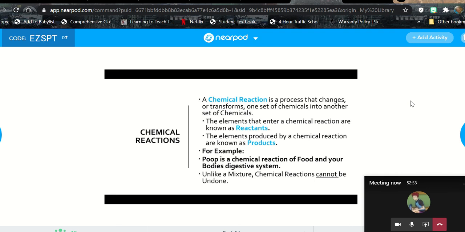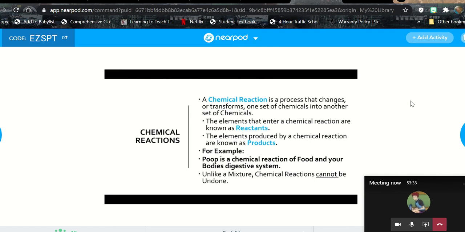For example, poop is a chemical reaction of food and your body's digestive system. So of course, you eat food, it goes into your body's digestive system. So those are the reactants. What is the product? Poop. A lot of times in the hospital, if I have a patient that comes in and they're saying that they haven't passed any kind of stool in a certain amount of time, immediately I know that there's something wrong: either, one, they're not eating, and usually that's not the case, or two, that there's something wrong with their digestive system. How do I know that? Because I know that poop is a product of the reaction of food in your digestive system.